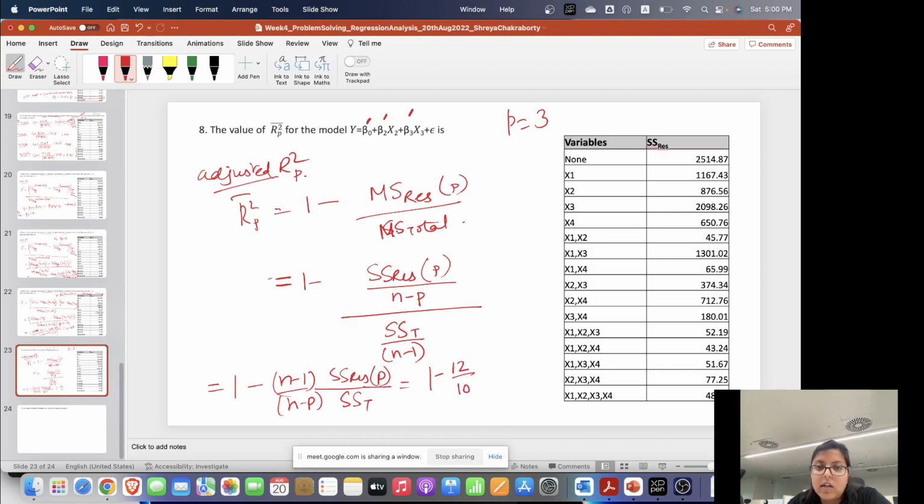So our predictors are x2 and x3. So this one into 374.34 by SST, this one when none of the predictors were used, 2514.87. So this would come around 0.82.